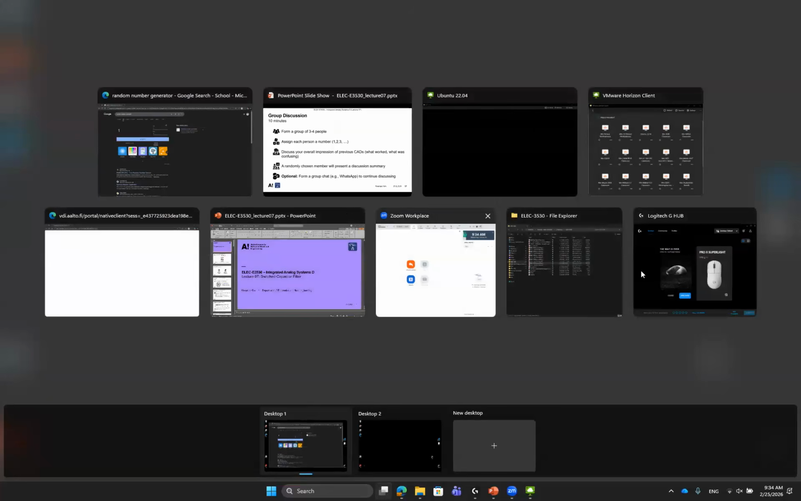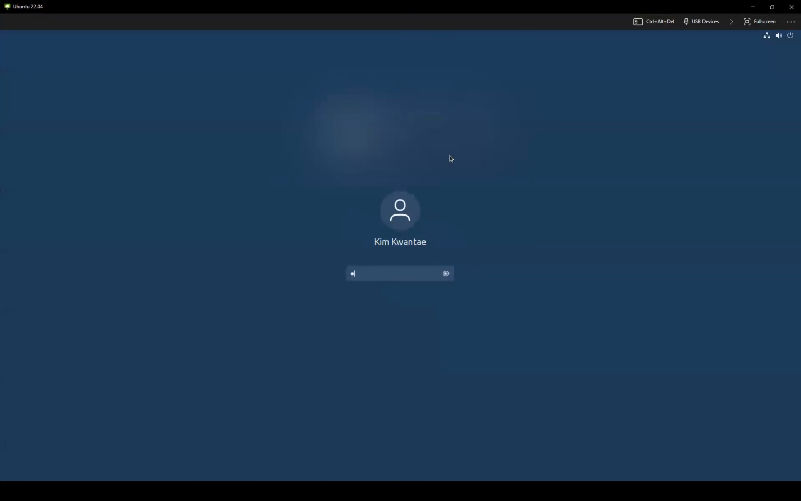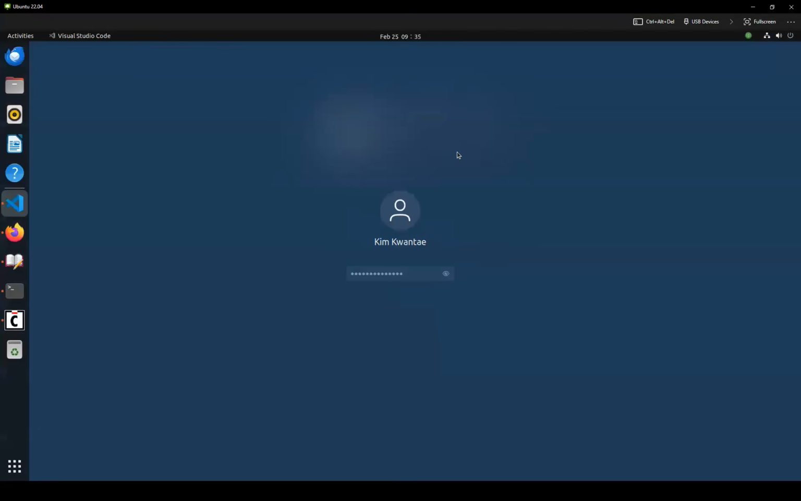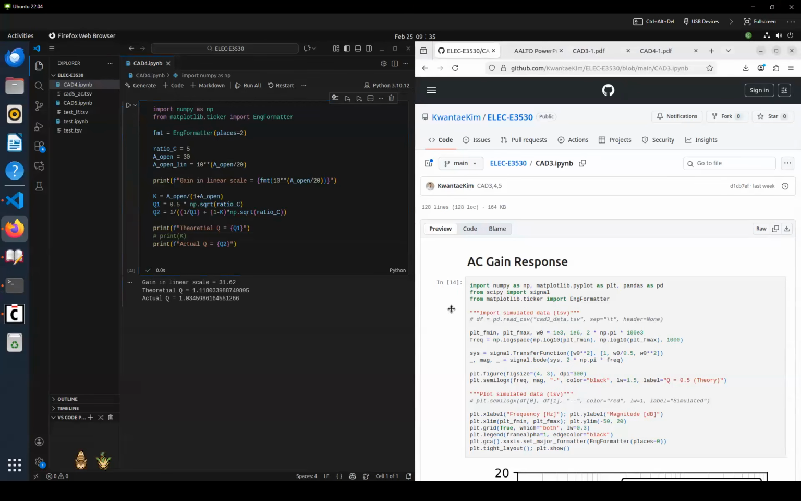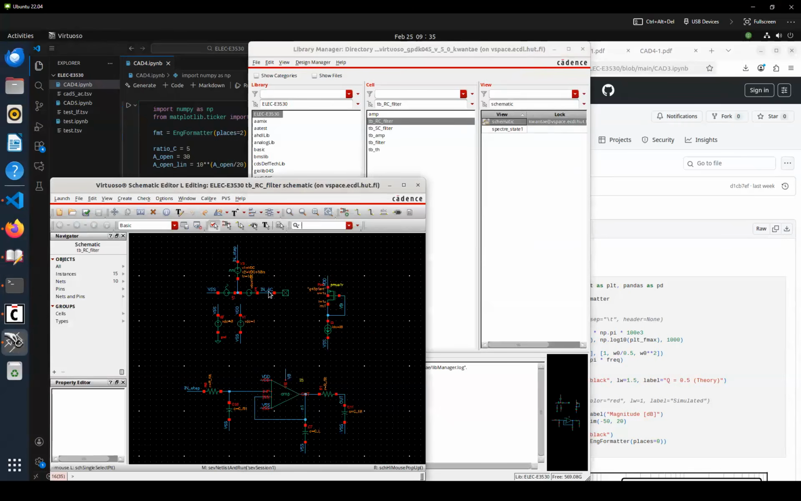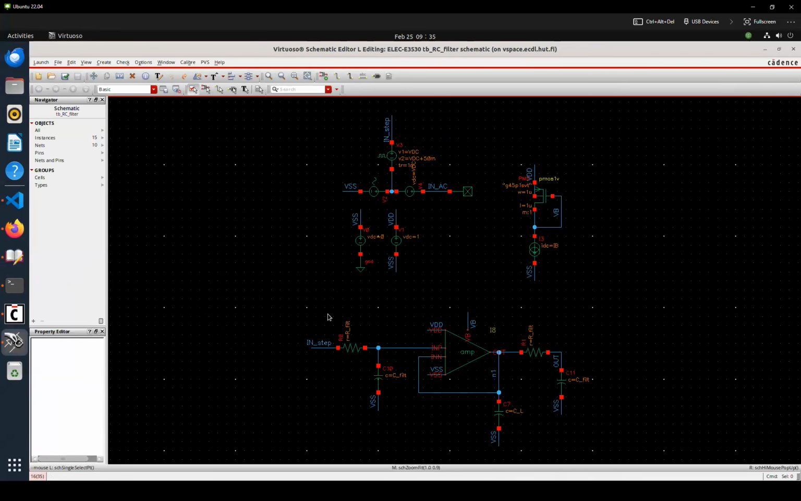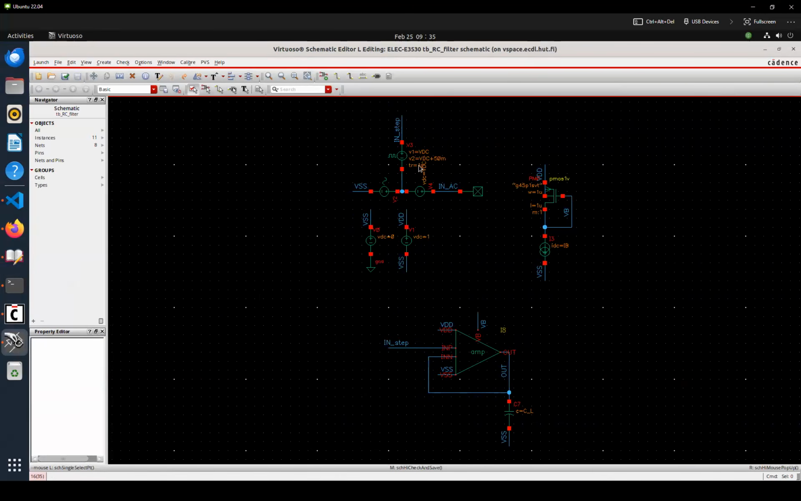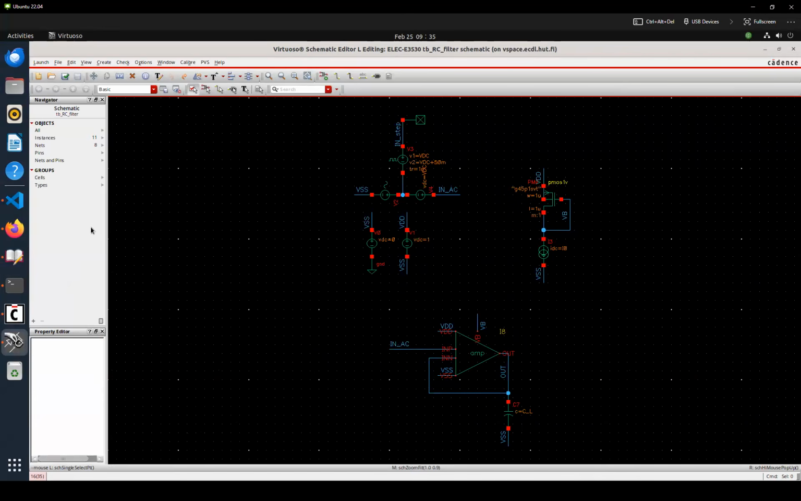Okay, then let me go through CAD 3 today, and hopefully also CAD 4. Do you see this? Okay, nice screen. Let me open the RC filter. This was what we simulated last time.